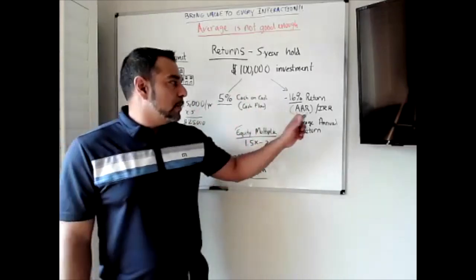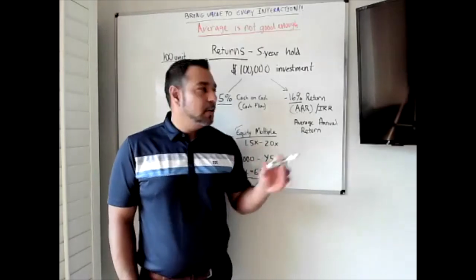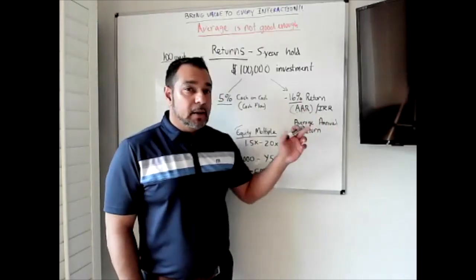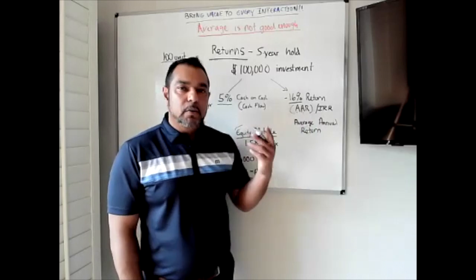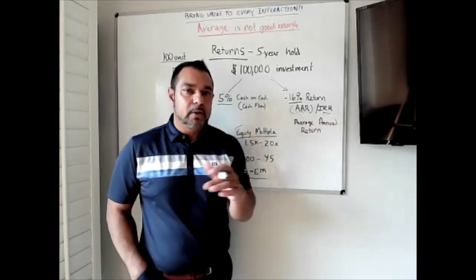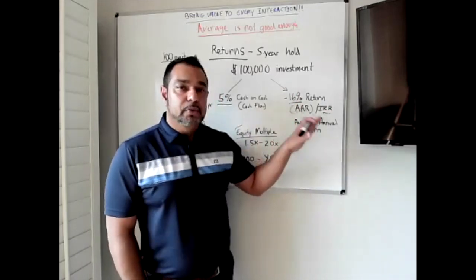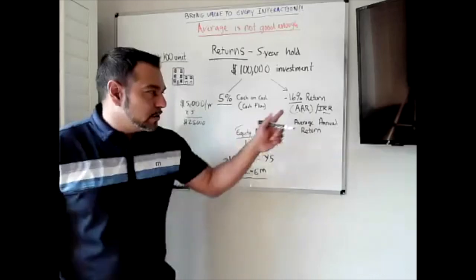Now, there's another term out there called IRR, internal rate of return. We're not going to get into that in this video. These two are related. They're kind of cousins in a way as far as how returns are calculated. IRR gets a little bit more complicated and it factors in the time value of money. For simplicity's sake, we're going to just use AAR, average annual return. Reach out to us if you have more questions on IRR.